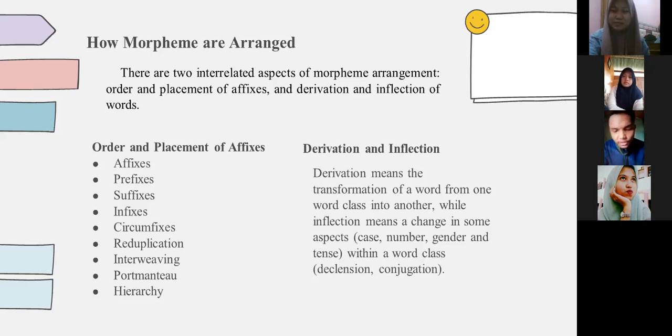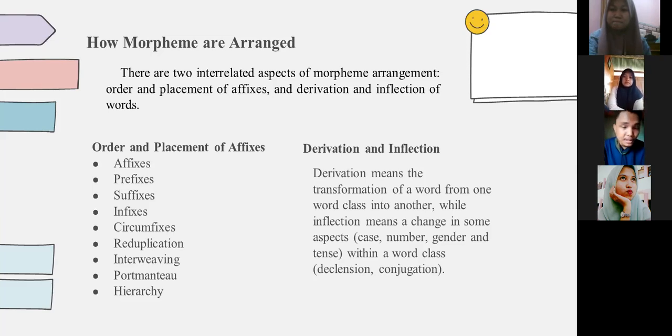Derivation means the transformation of a word from one word class into another, while inflection means a change in some aspects like case, number, gender, and tense within a word class, like conjugation. Derivation is the process of creating new words. Inflection is the process of modifying existing words.